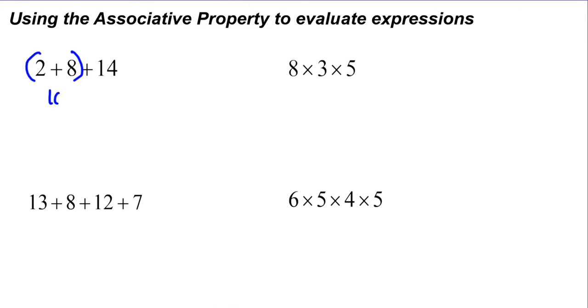2 plus 8 is 10, and 10 plus 14 is 24. So I can use the associative property to add those together first. That didn't really change how we did it because we would have done it from left to right anyway, but still the associative property applies.